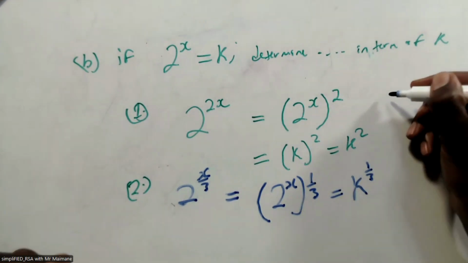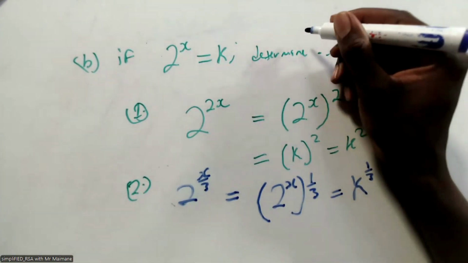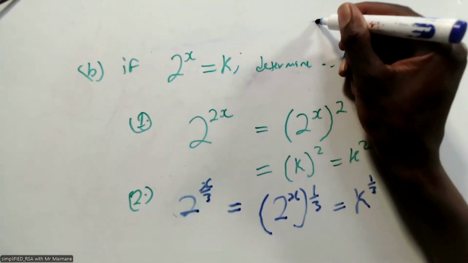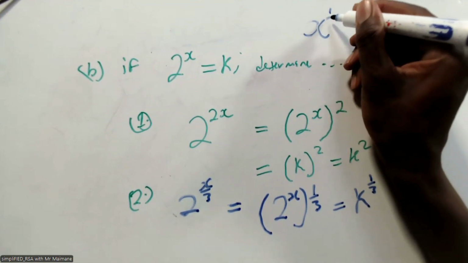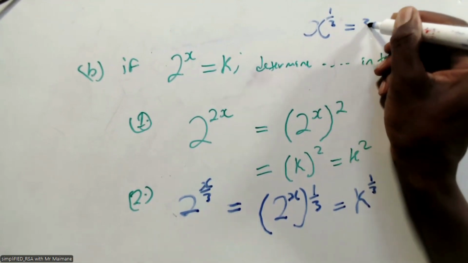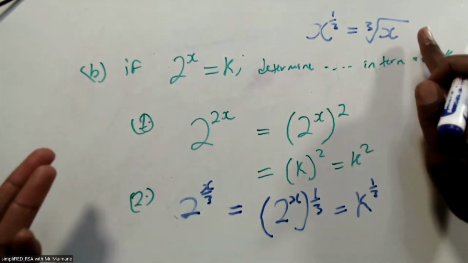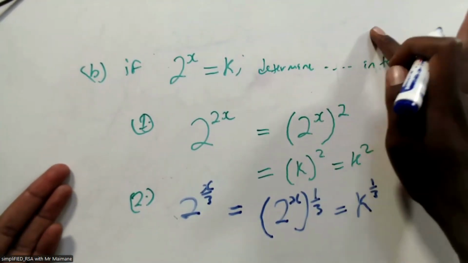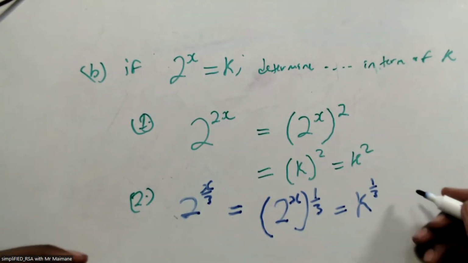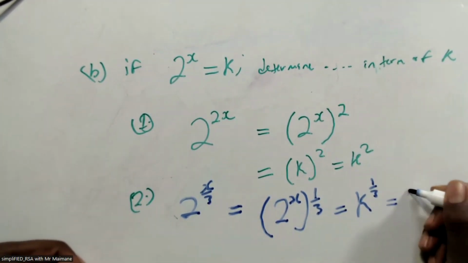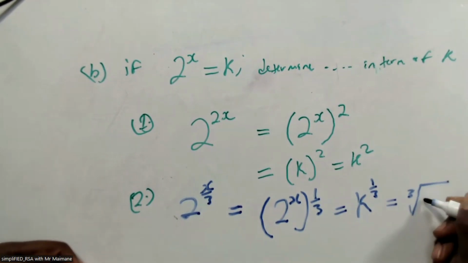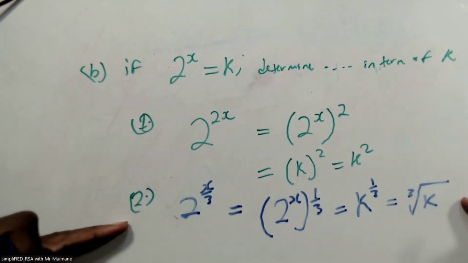But here's the funny thing. I always say, as a student, you should know that x to the exponent 1 over 3 is the same as the cube root of x, something like this. It's just how it works. So this can be written as the cube root of k. You see, that's number 2.